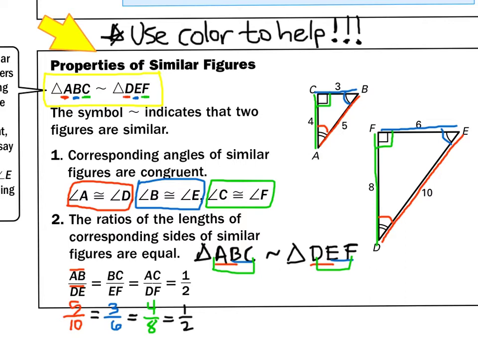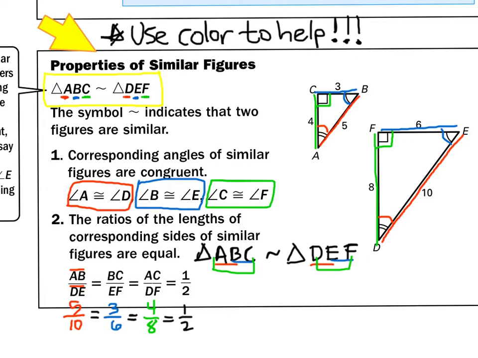But let me show you how the given information statement always helps me. So see how the first letter is an A? I put a red underline underneath it. And see how the first letter is a D? Put a red underline underneath it. And then find angle A is right here and angle D is right here. So mark them in red. And what that means is they match up.